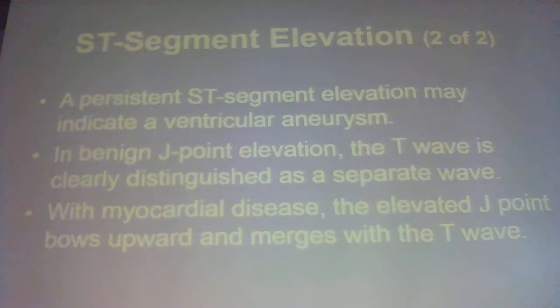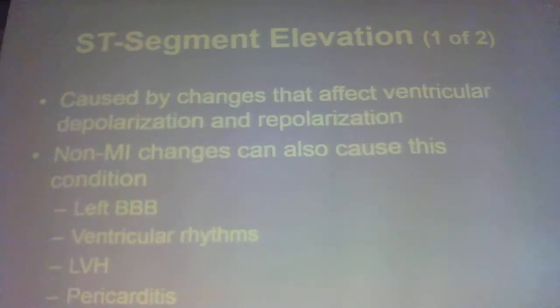So, persistent ST segment elevation may indicate a ventricular aneurysm. Benign J point elevation, T wave is clearly distinguished as a separate wave. With myocardial disease, the elevated J point bows upward and merges to the T wave. So, ST segment changes can be caused by all these different things, right?